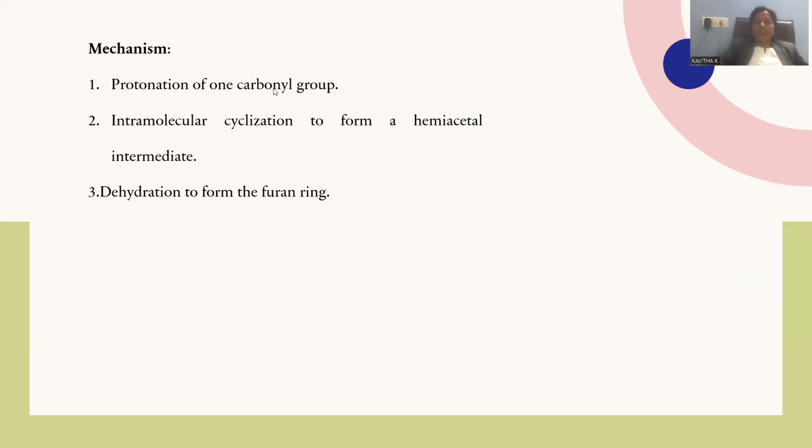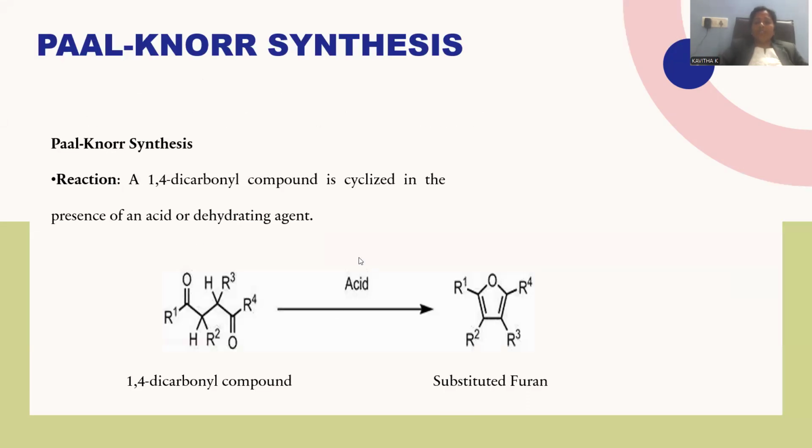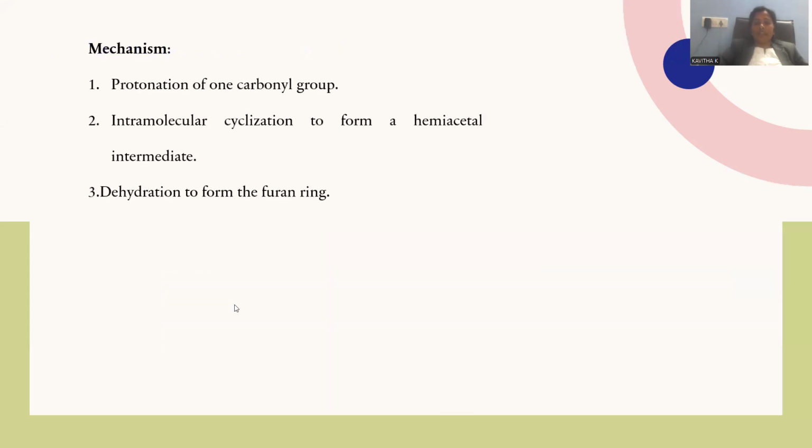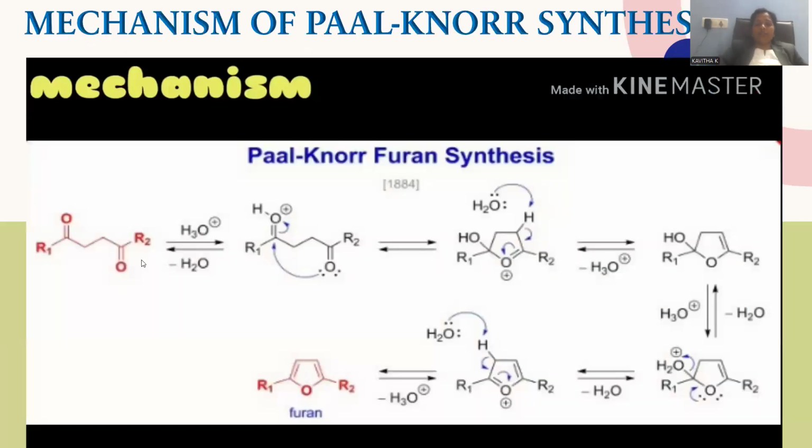Initially, protonation of one of the carbonyl groups is possible, the medium being acidic, so that the acid is able to release H positive and one of the carbonyl oxygens will be protonated. Later on, intramolecular cyclization proceeds, giving rise to a hemiacetal kind of intermediate, and subsequent dehydration gives furan as the expected product. In order to explain that, let me take this 1,4-diketone with acidified conditions applied over this diketone molecule.